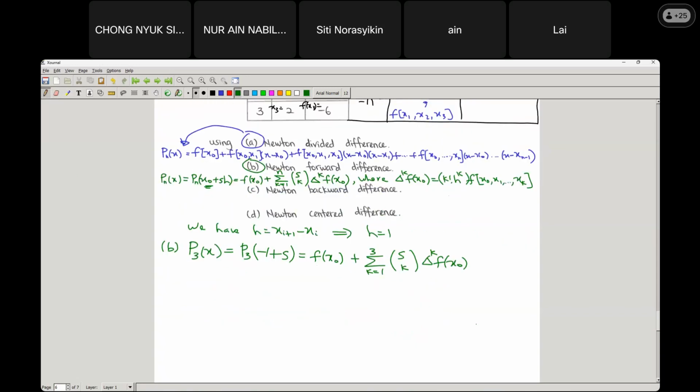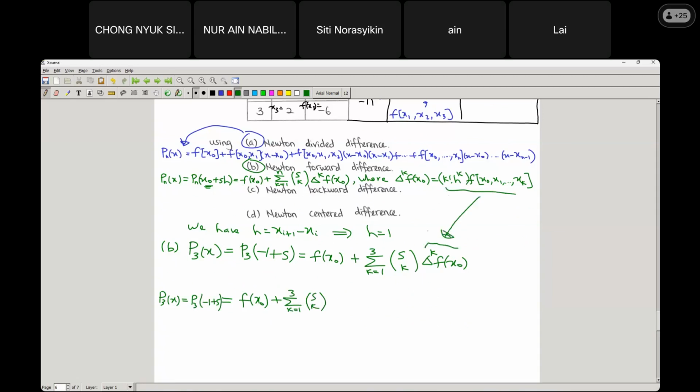Now what I'm going to do, let me write it here. I need a space. This is equal to f(x0). Actually, this is P3(x). I just write it down in case some of you may get confused about what I'm doing. P3(-1 plus s) is equal to this plus the summation from k equal to 1 of (s choose k). I'm going to substitute this one with this one.